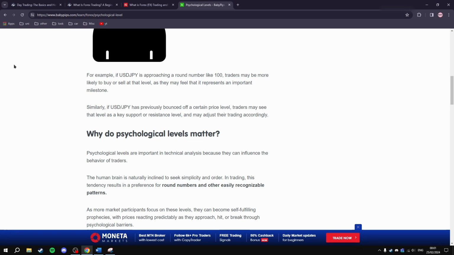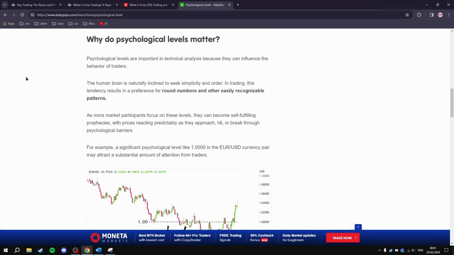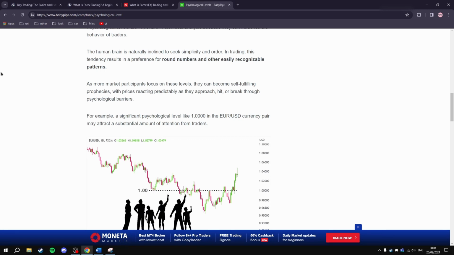Why do psychological levels matter? Psychological levels are important in technical analysis because they can influence the behavior of traders. The human brain is naturally inclined to seek simplicity and order. In trading, this tendency results in a preference for round numbers and other easily recognizable patterns. As more market participants focus on these levels, they can become self-fulfilling prophecies, with prices reacting predictably as they reach, hit, or break through psychological barriers.